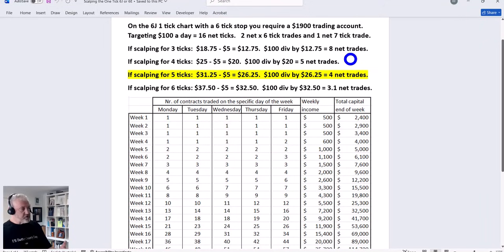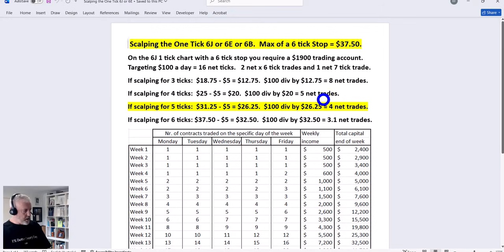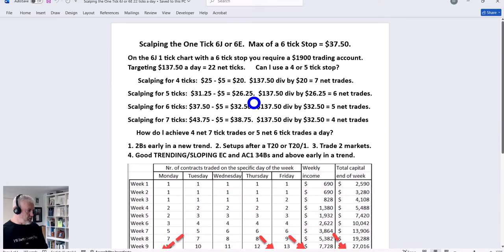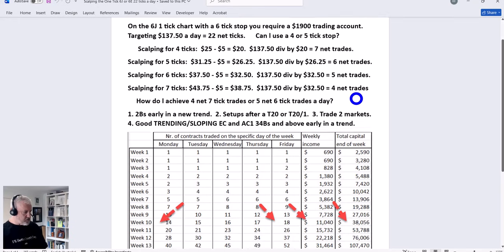So to achieve that here, we would need, on average, if we go for 5 ticks, just a small scalp, 4 net trades a day. Let me show you the next one. The next one here is if we go, say, for 22 ticks a day, just stretch our target a little bit, go for 6 trades a day. Within 10 weeks we've got our $10 grand a week potential, our capital's $38,000. This is a reality of trading this market.